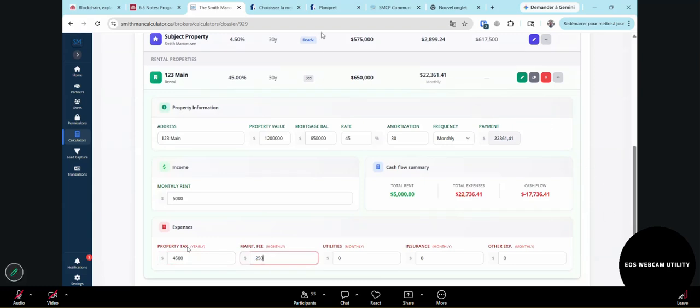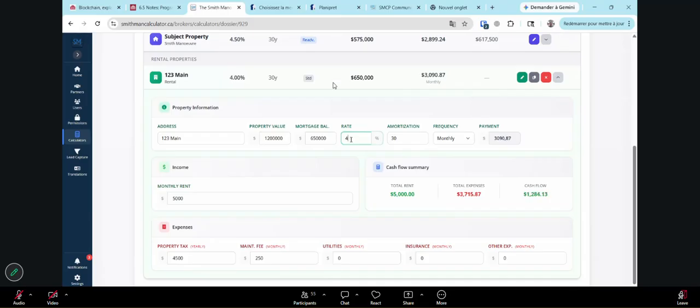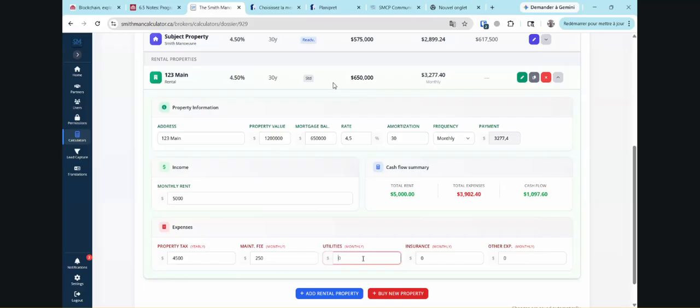$45,000. Maintenance fee is $250 a month. Why is this? Oh, it's 45% rate. We don't want that. That's a very high rate. That's much better. Let's say utilities is $150 a month. Insurance, $300 a month, and other expenses, let's say about $300 a month. Okay, so that's his rental property. Has a small cash flow profit a month of $347.